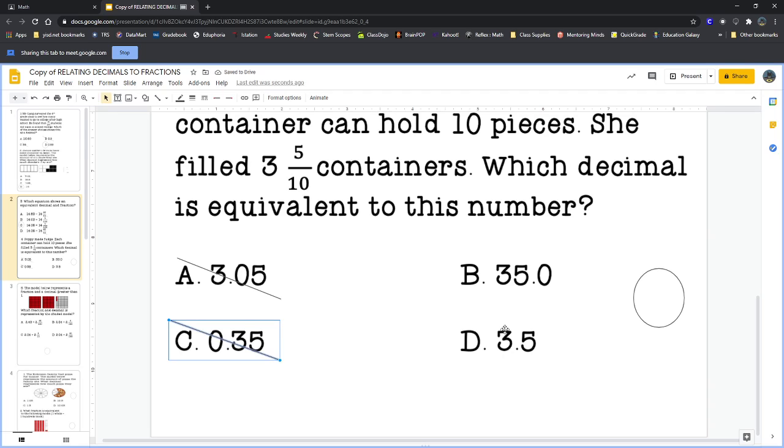Now B and D both have the 10th place, right? Let's look at our fraction. 3 and 5 out of 10. 3 and 5 out of 10. Looking at those two, who can tell me which decimal matches my fraction? 3 and 5 out of 10. Which decimal would actually match the fraction that they gave me?